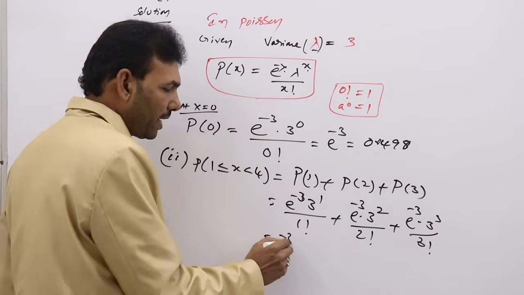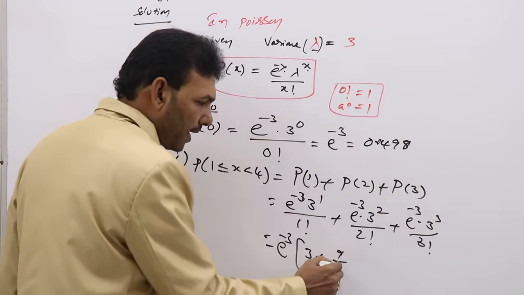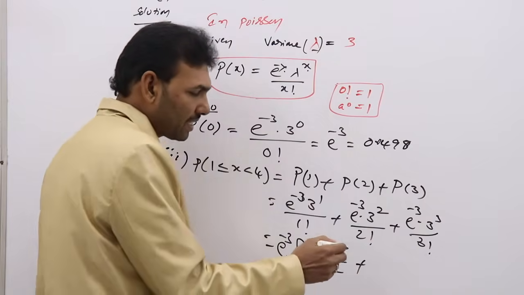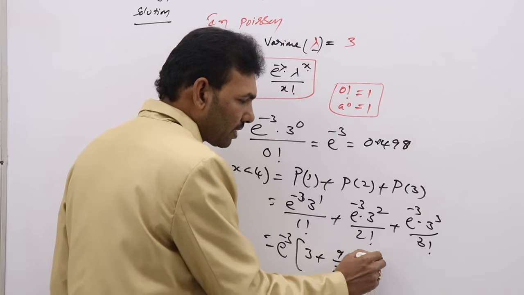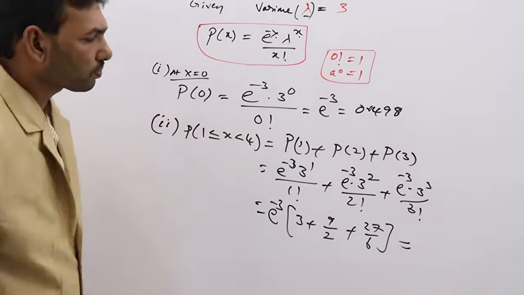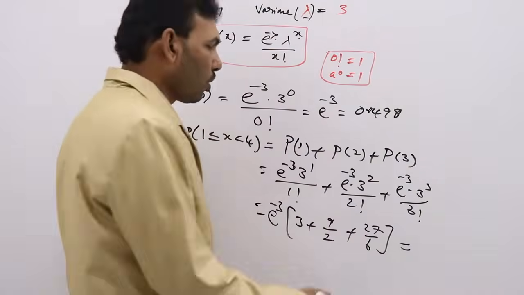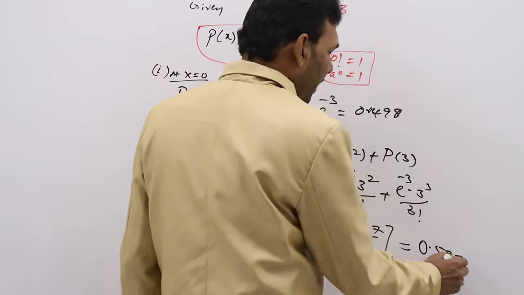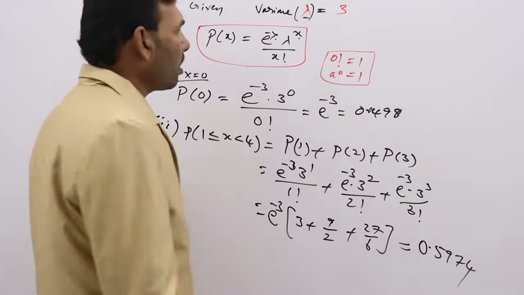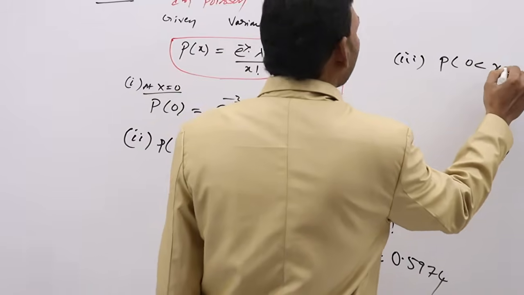Now what will you get? e power minus 3 common, into 3 plus 3 square 9 by 2 plus 3 cube 27 by 6. 3 factorial is 6. Calculate these values. Enter these values in your calci. You will get the answer 0.5974. Use your calculator.